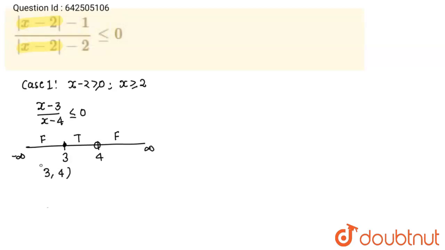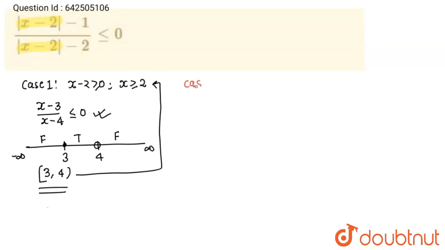But at last, after solving the modulus, we must compare our answer with the case, whether this answer satisfies our case or not, because we have written this inequality for the case when x is greater than equals to 2. So the answer should also be greater than or equals to 2. Here you can see that 3 to 4 is greater than equals to 2. So this is the answer in case 1. Now I am going to take case 2.